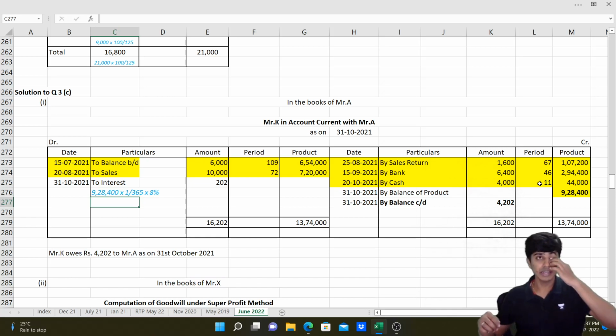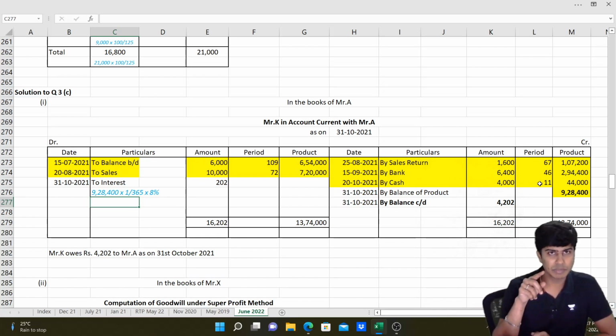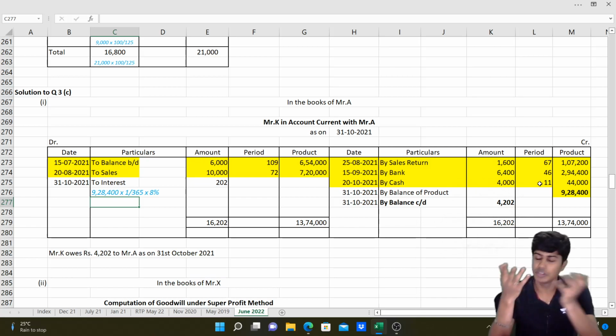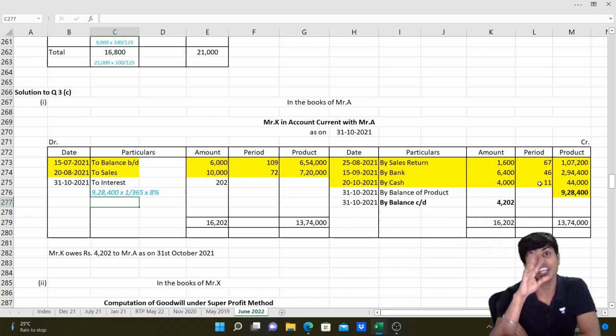Yeah, 9,28,400 into 1 by 365 into the interest rate. Why do we do 1 by 365? We know interest is computed as P into T into R. We did P into T. T, if you do only into 109 and then into 8%, it will become interest for 109 years.